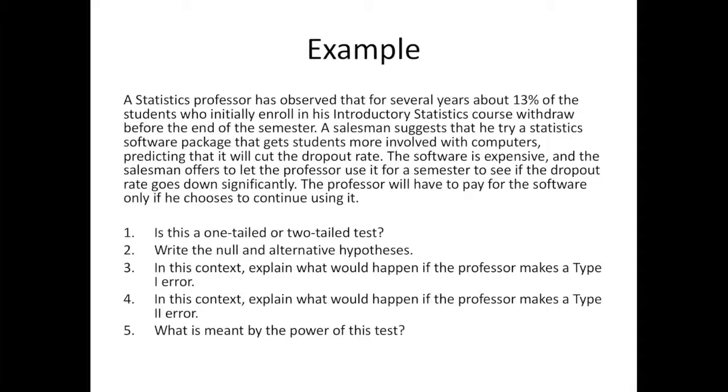And what is meant by the power of this particular test? Well, this would be the likelihood of the test determining that the software works if in fact it does. Right? So we'd be able to pick out and correctly reject a false null hypothesis. So if the software actually does lower the withdrawal rate, then the test would want to pick it out.